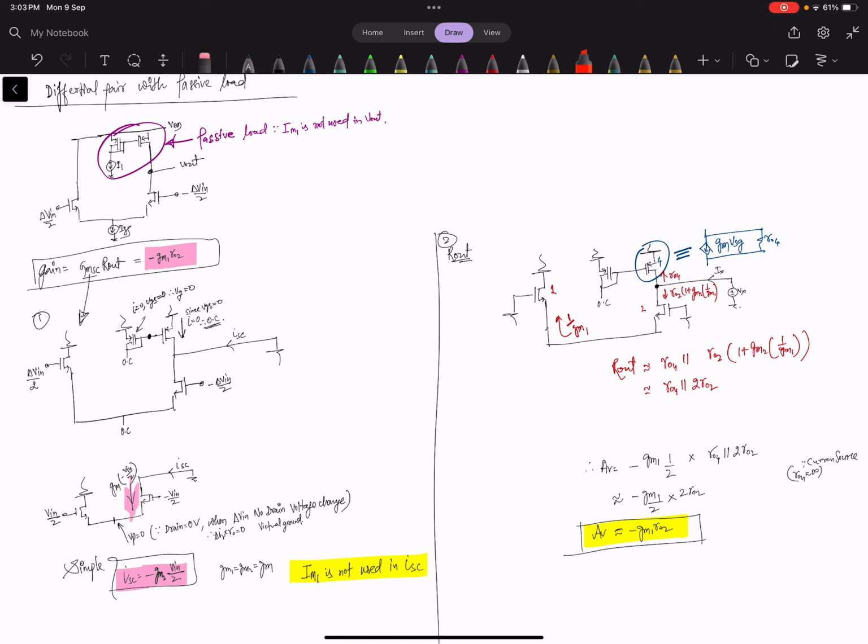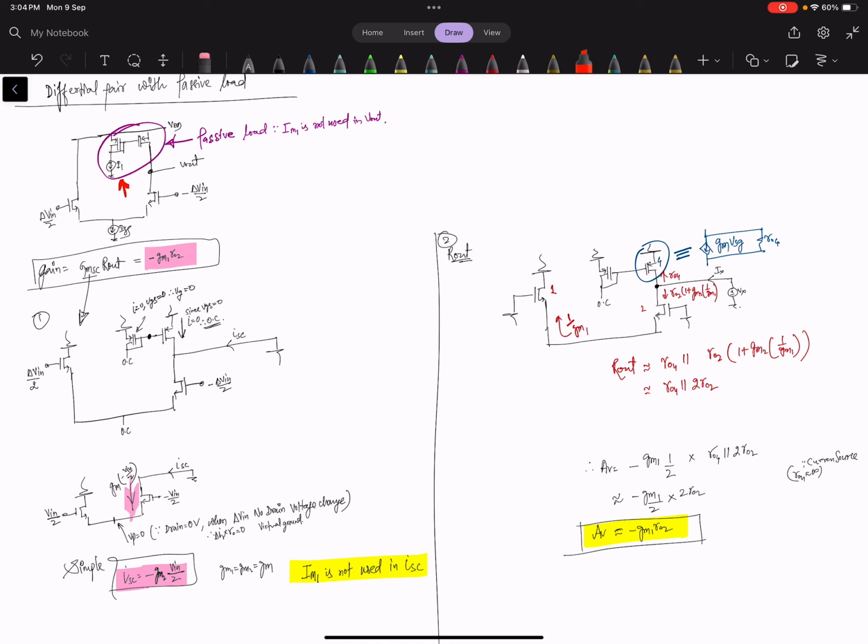Hello. In this video, we will see and understand the differential pair with passive load. So basically, the understanding of what will be the gain of this circuit when the load is not the active current mirror, but it is a passive current mirror. So from here you can see the circuit.